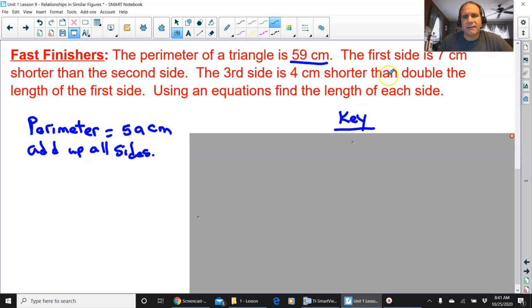So I'm going to add up all the sides here. Then I put down a key. The first side is 7 centimeters shorter than the second side.